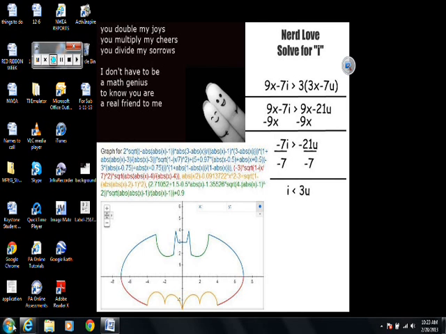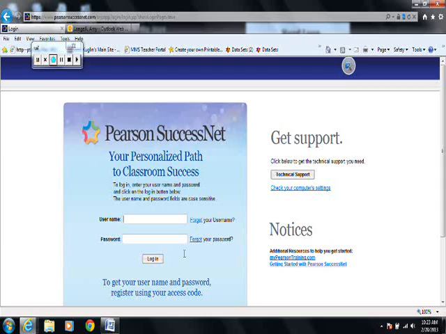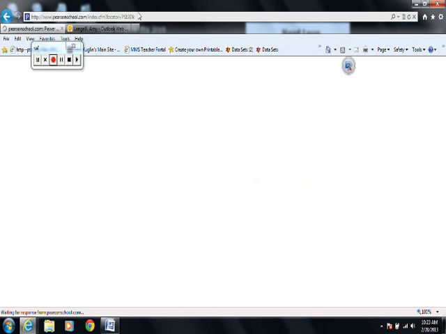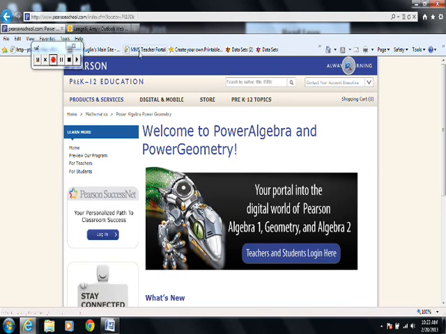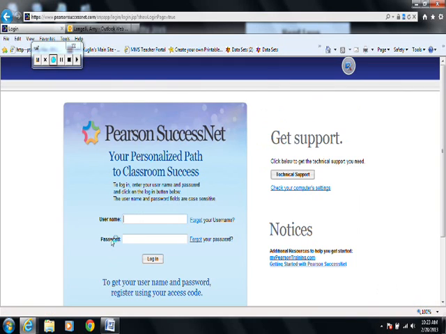The first step is your student needs to be able to open up PowerAlgebra.com. Now when they open up PowerAlgebra.com, let me show you what it looks like. You will come to this site and it says Welcome to PowerAlgebra. You will click on Login. And every student has their own individualized username and password. I have created myself a student account, so let me log in under my student account.